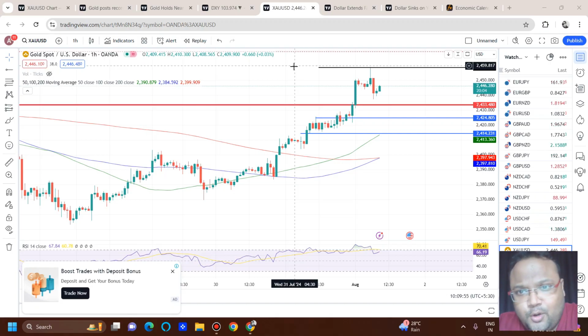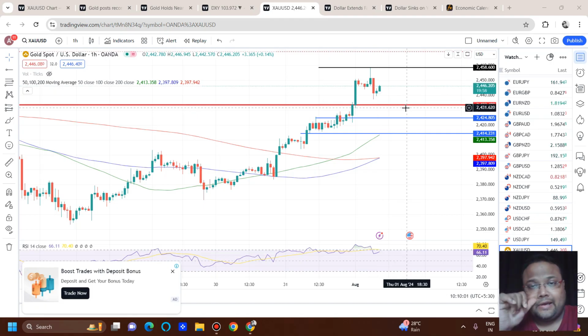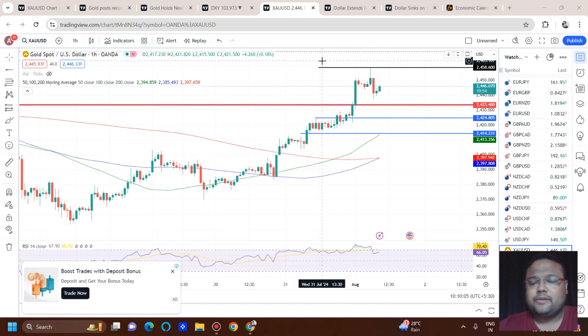Okay, now let's talk about gold then. So gold is standing at 2446, below 2450 right now, and gold is bullish. We have also seen the market sentiment. Then obviously it is safer for us to be on the buy side. If you're holding a sell on the chart of gold, be careful.